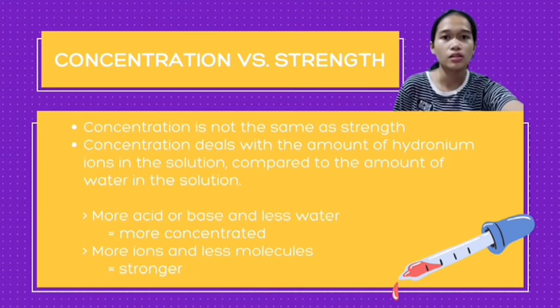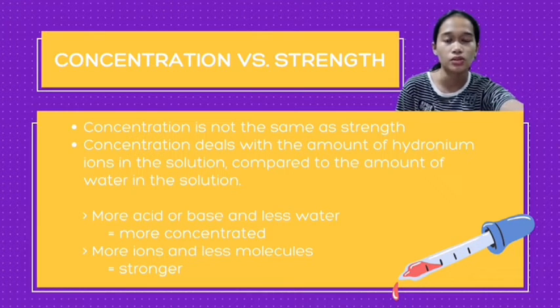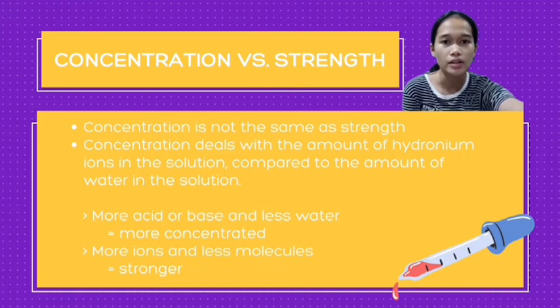Concentration versus strength. Concentration is not the same as strength. Concentration deals with the amount of hydronium ions in the solution compared to the amount of water in the solution. More acid or base and less water equals more concentrated. More ions and fewer molecules equals stronger.